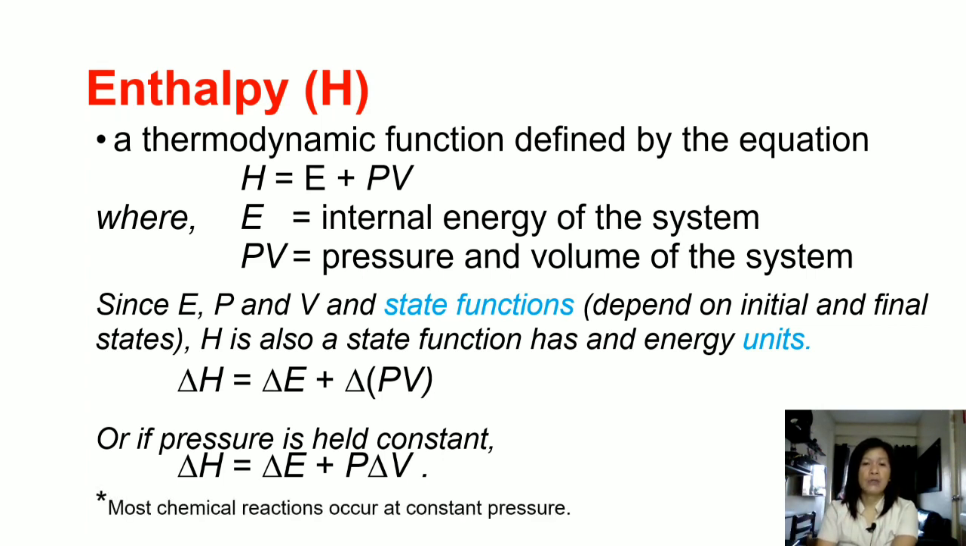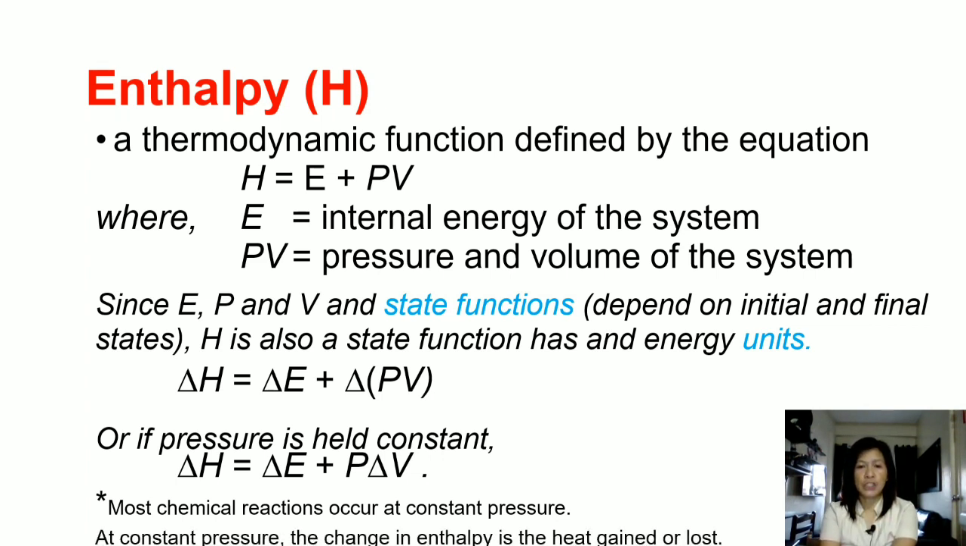Take note that most chemical reactions occur at constant pressure. And at constant pressure, change in enthalpy is the heat gained or lost. So every time there's heat absorption or release, there is change in enthalpy, which can be calculated again by the given equation. These two equations, you can use either of the two depending. But since most chemical reactions occur at constant pressure, then in most cases you will be using the second equation for the change in enthalpy.